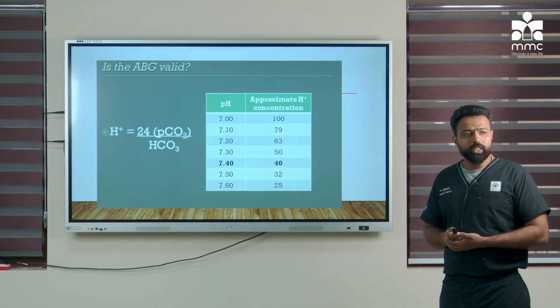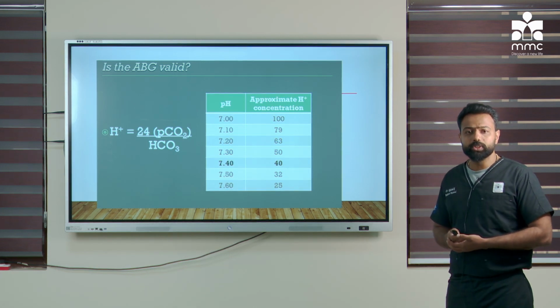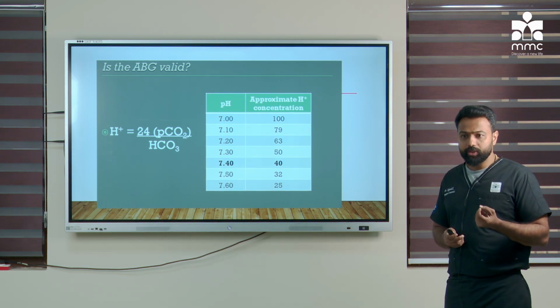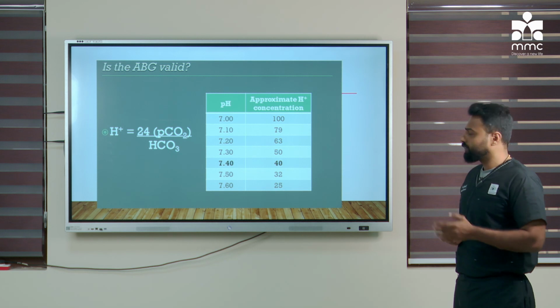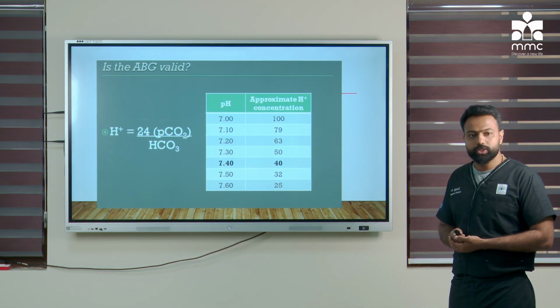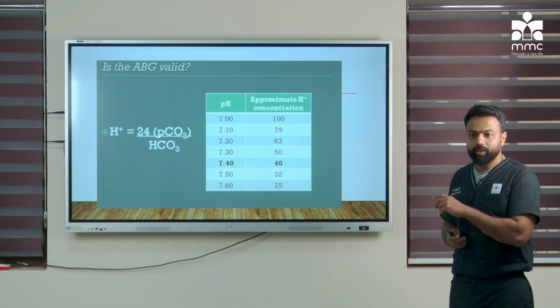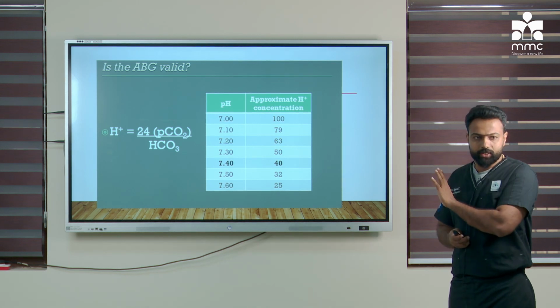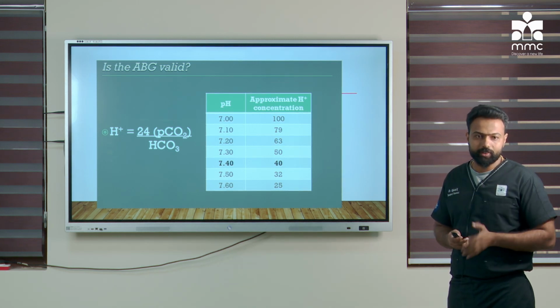So if you get an ABG initially, the first thing you have to do is validate the ABG. How do you validate the ABG? You will be getting a PCO2 value in the ABG, right? You apply it in the formula, 24 times PCO2 divided by bicarbonate, and then you get the value of H plus. For that H plus, you will have a chart like this.